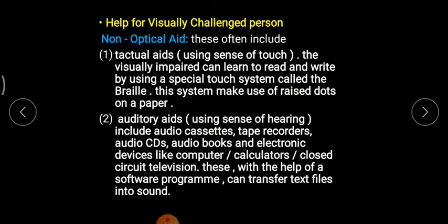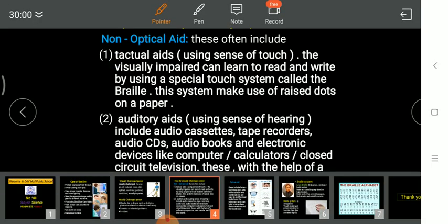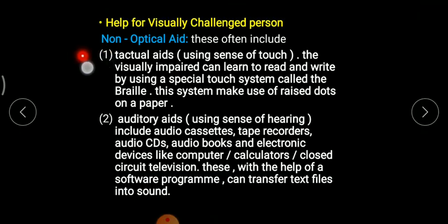Now what do you mean by non-optical aids? These aids are basically tactile aids, wherein a sense of touch is introduced into the object. These are known as tactile aids. A visually challenged person cannot see an object properly, so an object has been made so that with the help of touch, they can identify what sort of object it is. Those objects are known as tactile aids.